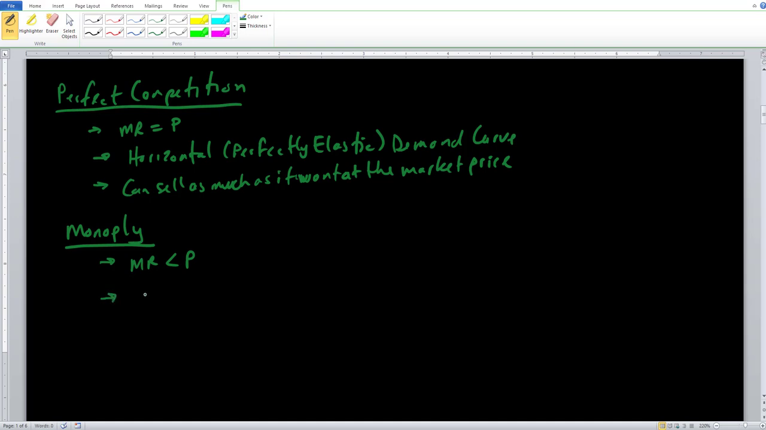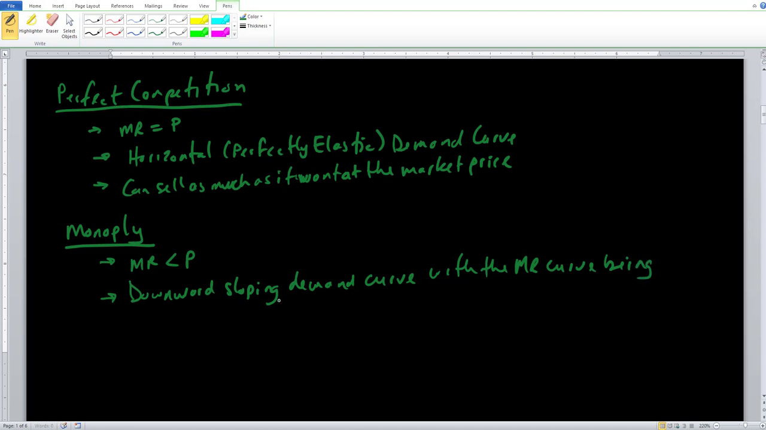Key feature number two, we have a downward sloping demand curve, with the marginal revenue (MR) curve being below the demand curve. So here, point number two, a downward sloping demand curve with the marginal revenue curve being below the demand curve.